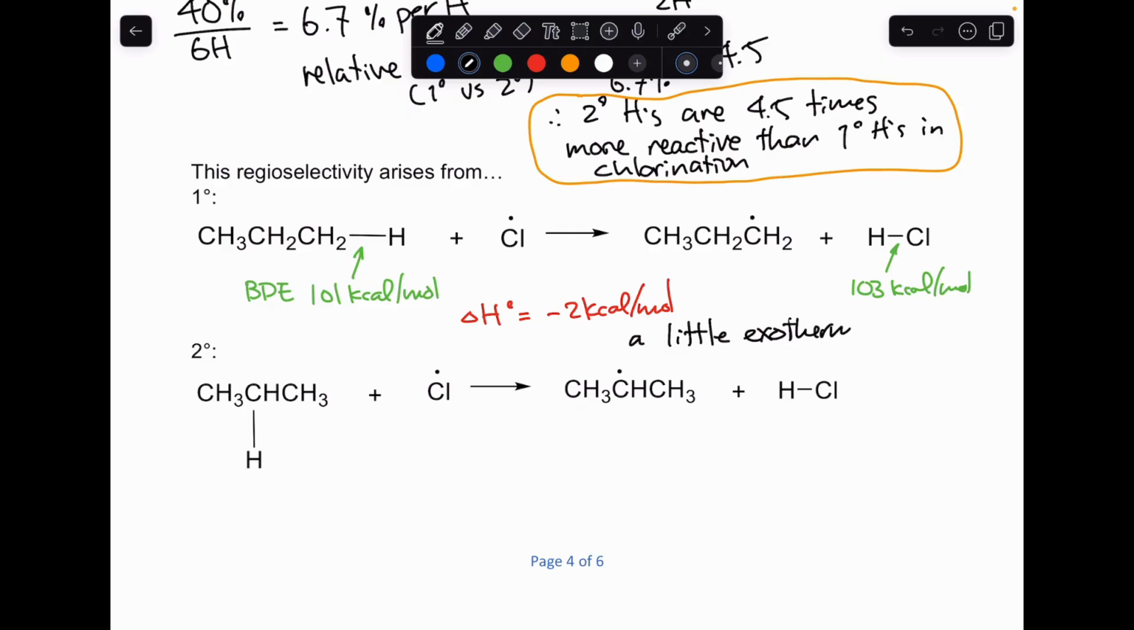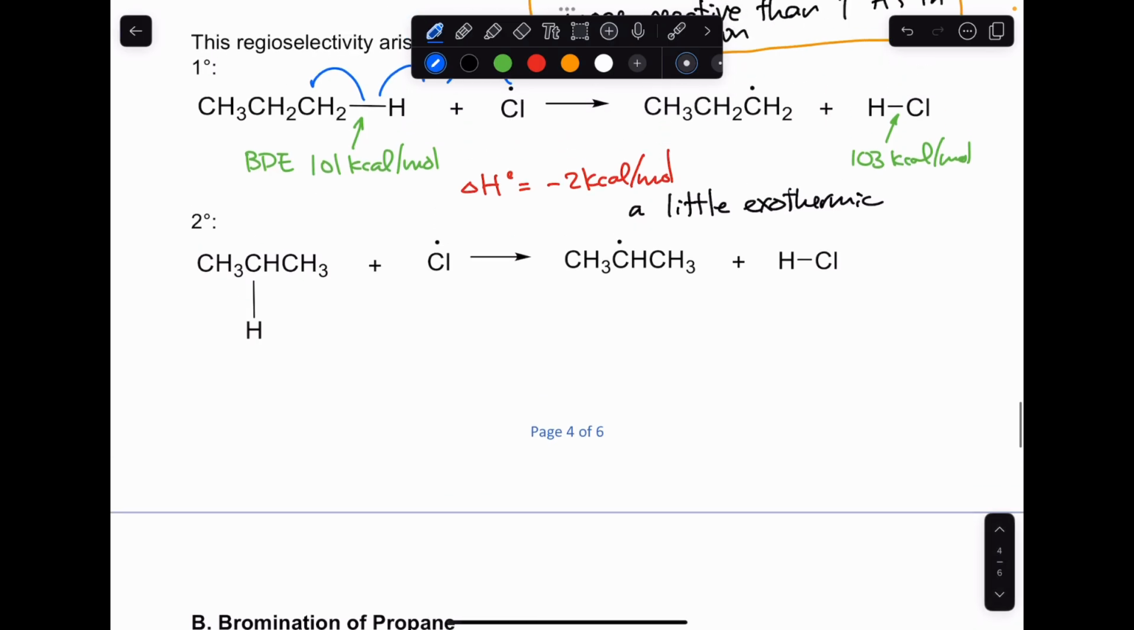It's favorable. It's a favorable step by that much, right? The mechanism will go like that to form HCl. Now, what if it's the secondary hydrogen, right? Then, of course, the mechanism itself would go like so.